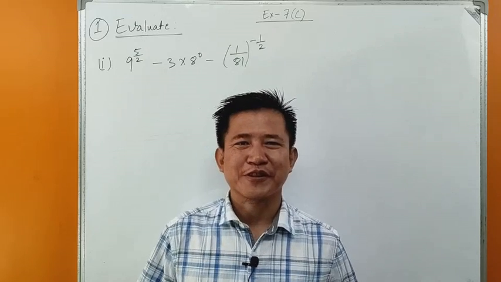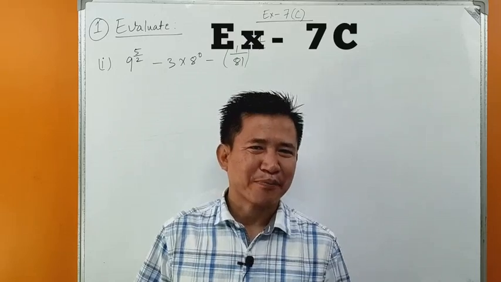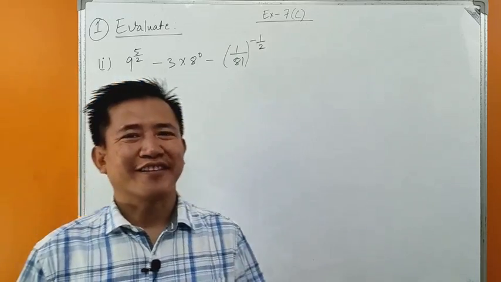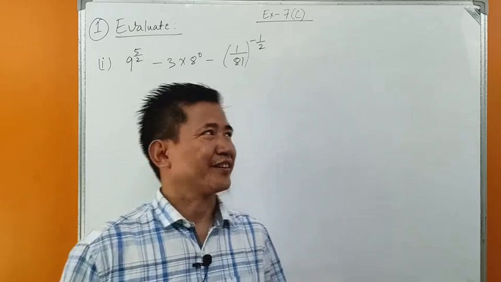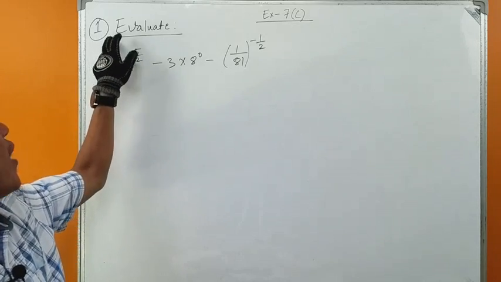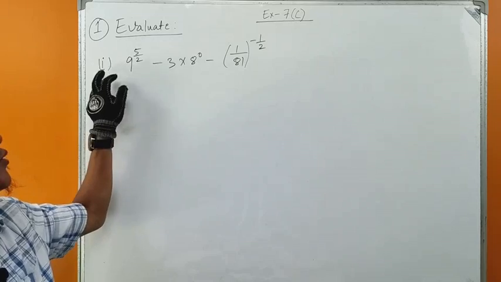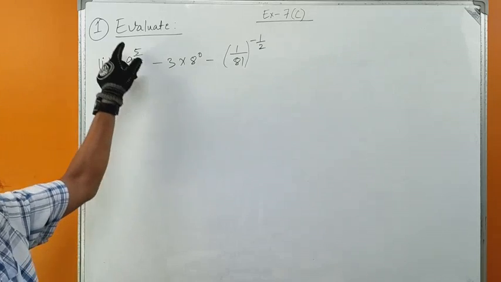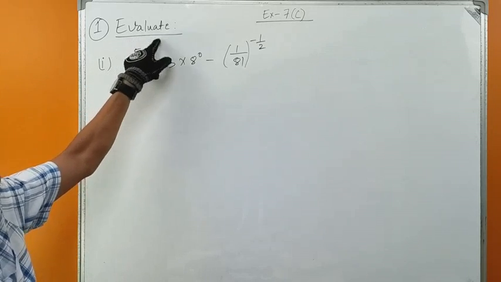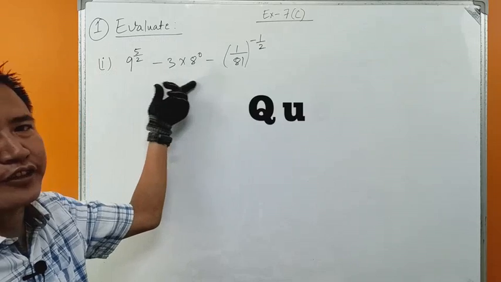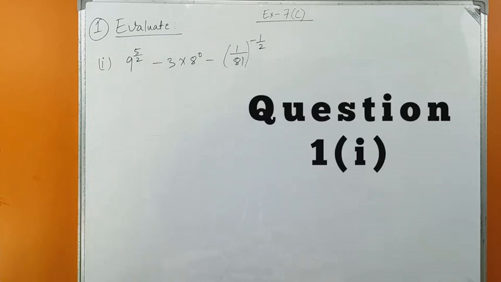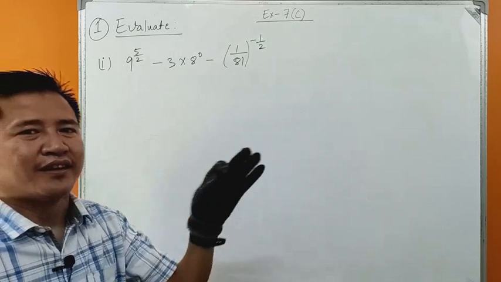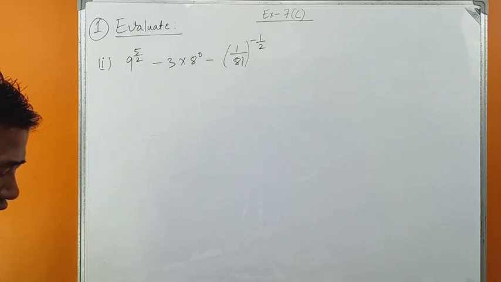In our previous videos we have completed till exercise 7b, and today we are ready to go for exercise 7c. So this is question number one from exercise 7c. Let's solve this. We are asked to evaluate, which means we are asked to simplify this expression and find its value. So let's begin.